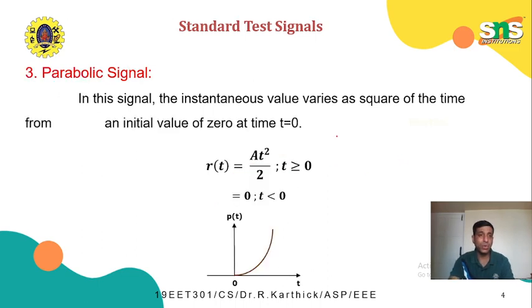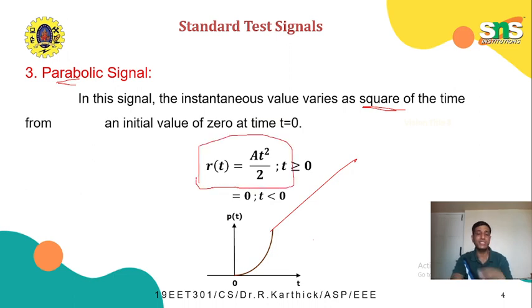Now the third signal, we call it a parabolic signal. You can just refer to this graph. In this signal, the instantaneous value varies as the square of time. This is very important. It varies as the square of time, and it starts at time t is equal to 0. Mathematically it is given by r of t is equal to a into t squared by 2.